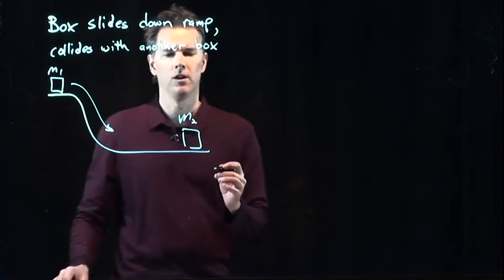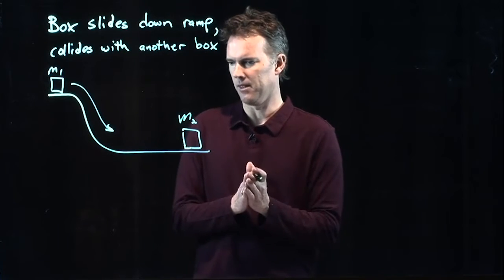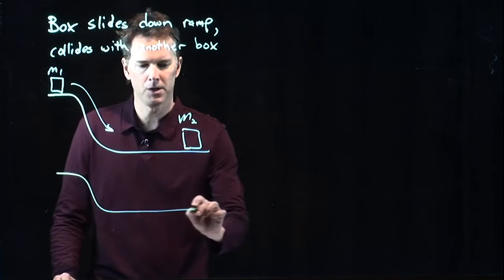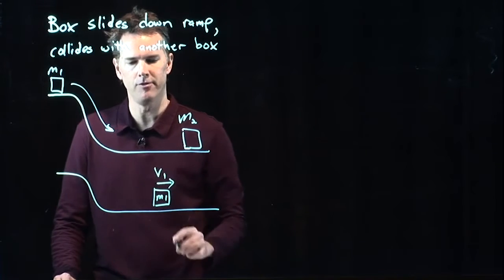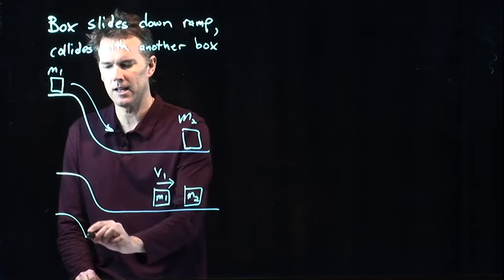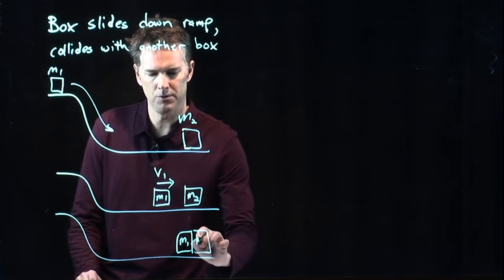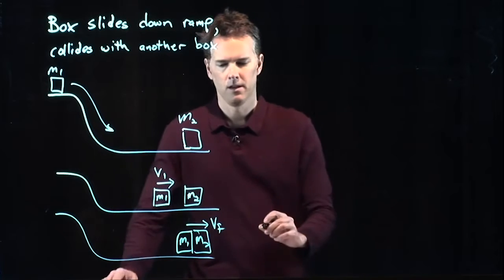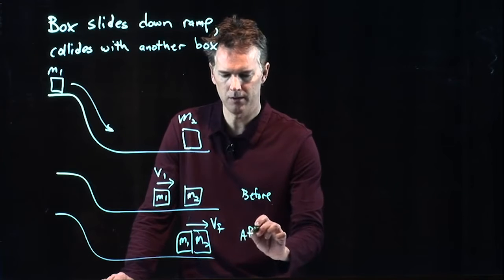Okay, and let's look at the case where this is an inelastic collision first. That's where they stick together. So box slides down. We're going to have a picture right before they collide that looks like this. M1 is moving to the right at V1. M2 is stationary. And then after that collision, they're going to stick together. M1, M2, and they're both moving to the right with, we'll call it V final. So this is the before that collision, this is after the collision.